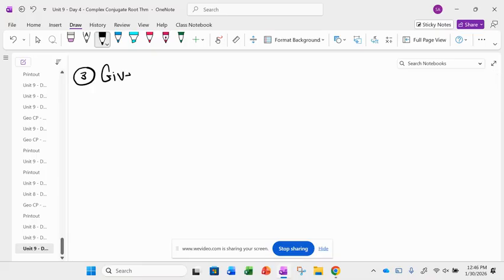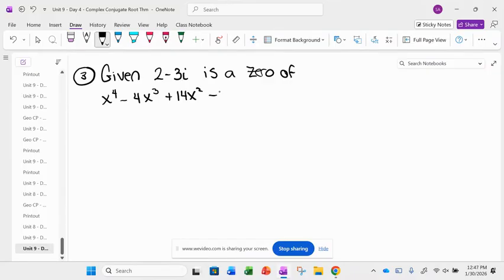So now I'm going to switch it up a little bit. Given 2 minus 3i is a zero of x to the 4th minus 4x cubed plus 14x squared minus 4x plus 13. Find the remaining roots.